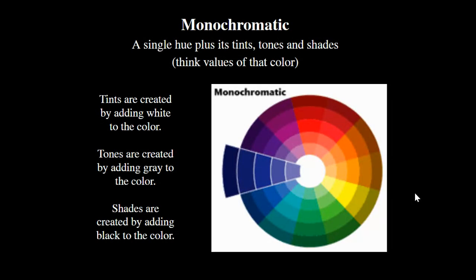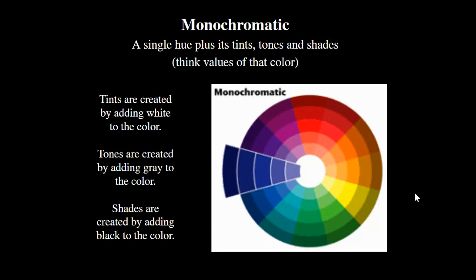The difference between tints, tones, and shades is that tints are created by adding white to the color. So when we want to get lighter, we add a tint, we add white. Tones are created by adding gray to the color, so it makes the color a little darker. And then shades are created by adding black to the color, so making it even darker.